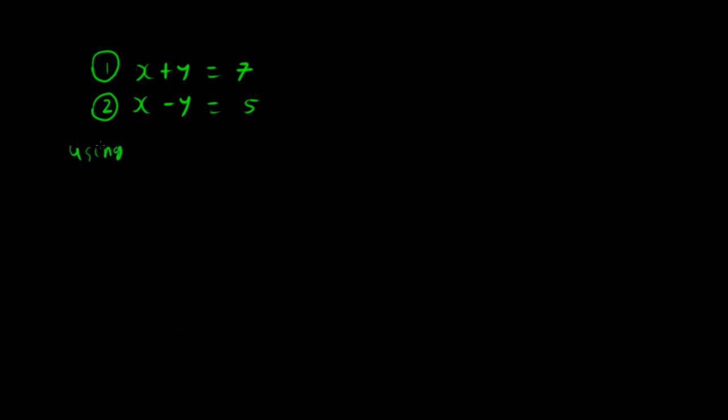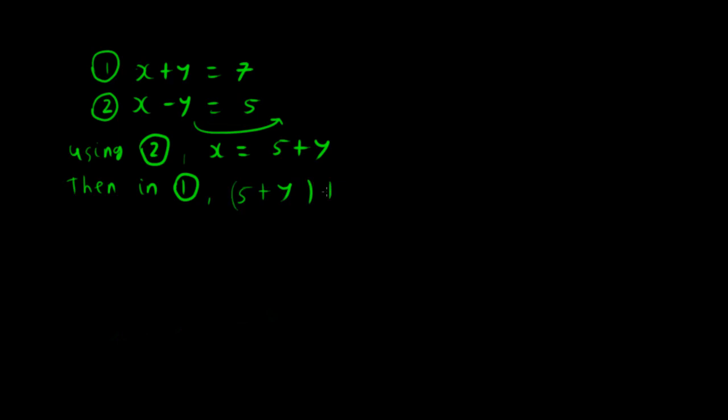Using equation number 2, we can actually see that x is equal to 5 plus y. That's just bringing that y over to the other side. So x is equal to 5 plus y. Then we can substitute this expression into equation number 1. So if we do this, we replace x with 5 plus y in equation number 1. So that will give us 5 plus y is equal to 7. Then we can simplify this a little bit.